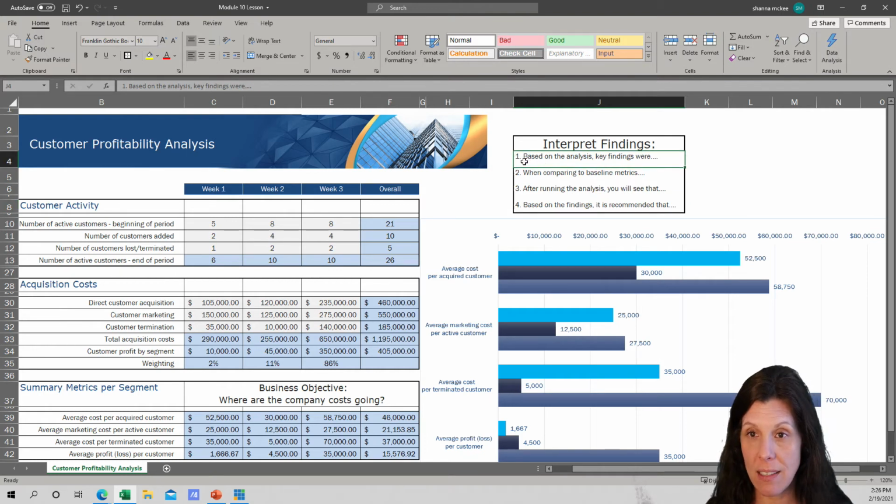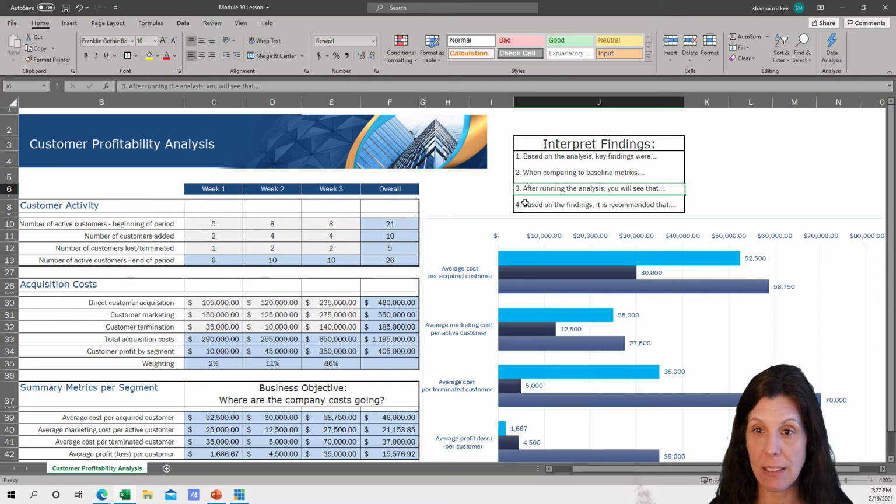Based on the analysis, key findings were: when comparing to baseline metrics, after running the analysis, you will see that, and based on the findings, it is recommended that. In just those 4 phrases, I will be identifying what their business objective was and how the analysis either supports it or not. I have given them information on their baseline metrics.